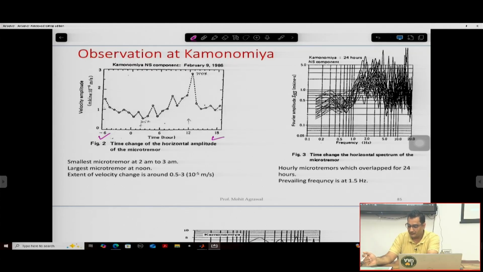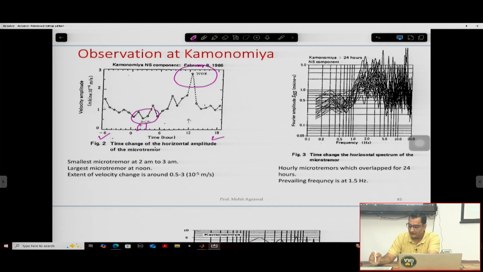until the next day. And then what you will see, this particular data has been recorded in a very quiet time during the midnight, when the other artificial sources were almost shut off and no trains were passing by. So this was a very quiet time. So you can see the largest microtremor is observed during the noon time, and the smallest microtremor is observed in between 2 or 3. Okay, this was the smallest.